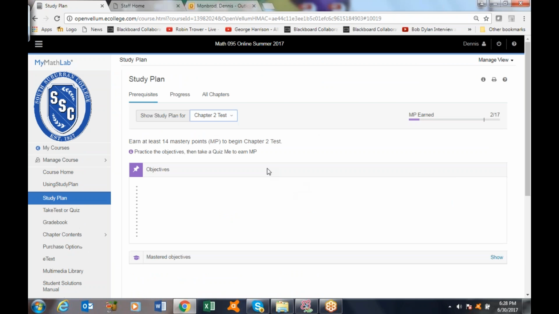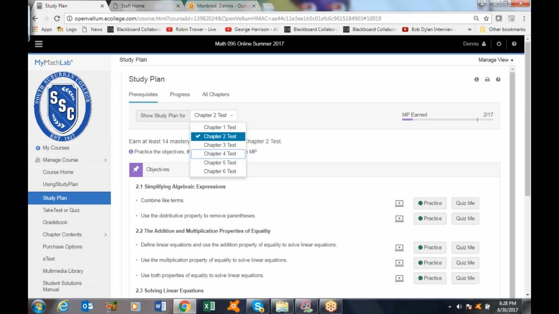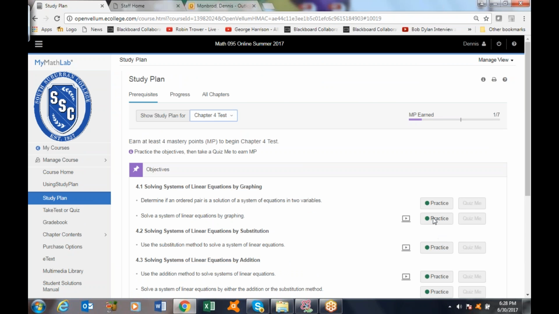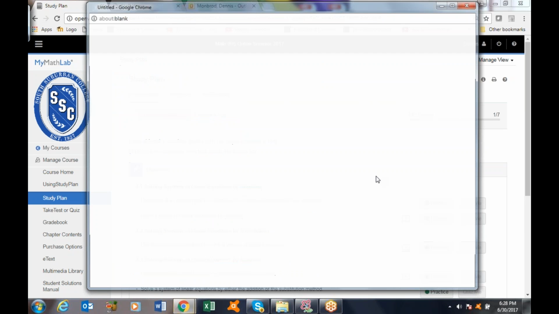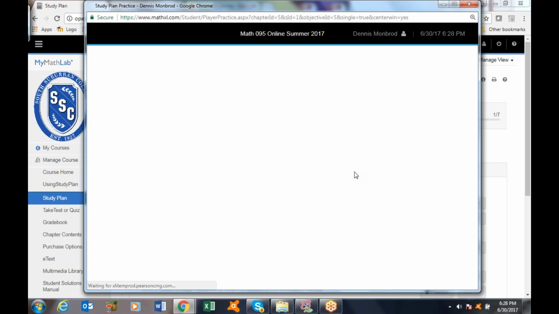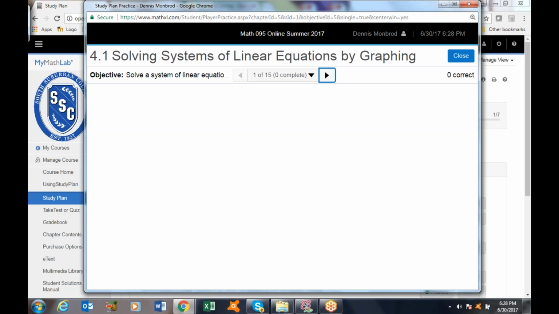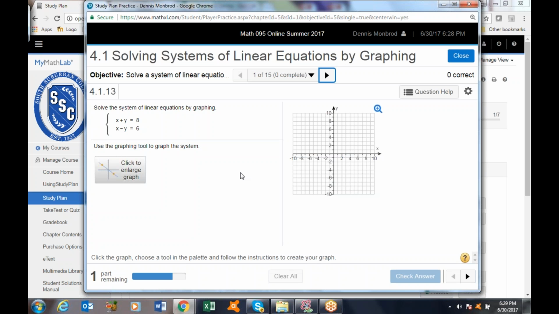Now, I'm going to come in and I really want to work with this first section tonight, solving a system by graphing. So I press that and I'm waiting. Okay, so here's my first problem, solving the system by graphing. Essentially, the idea is to graph both of these equations and find out if they intersect any place. If they do, then that's the solution of the system. So I'm going to use the graphing tool and get this to work.